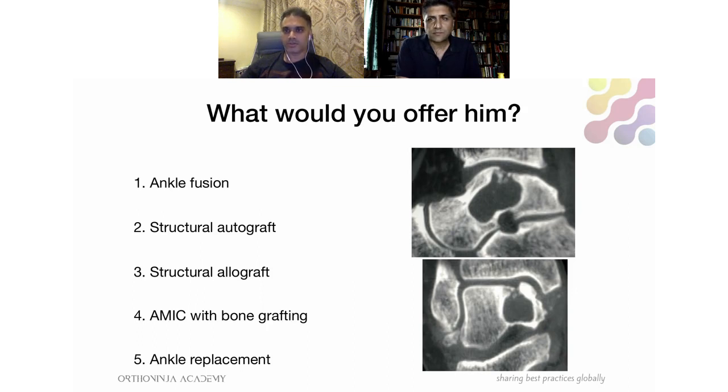scattered with regards to where they're going to go. Majority seem to be tending towards a structural autograft, which is a fairly reasonable option here. AMIC with bone grafting, where we use autologous matrix-induced chondrogenesis with bone grafting, is a reasonable option, but as we go into the talk further, we'll discuss which patients benefit from this particular intervention.